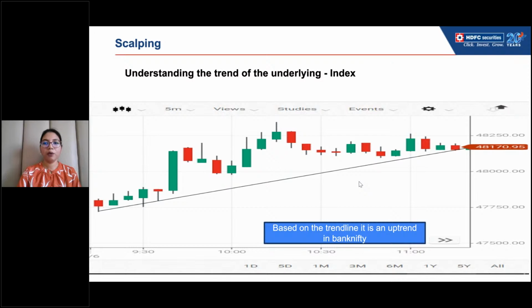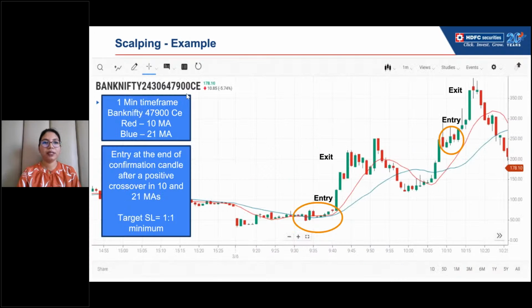ओके, so now I'm going forward, and if you see, this is a chart of bank nifty 47,900 call. ठीक है, so scalping में मुझे वहां पे एंट्री एग्जिट डिफाइन नहीं करनी है.